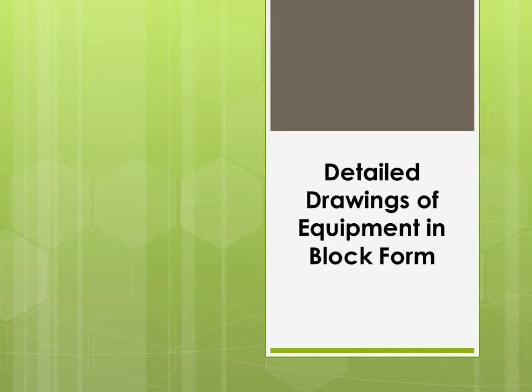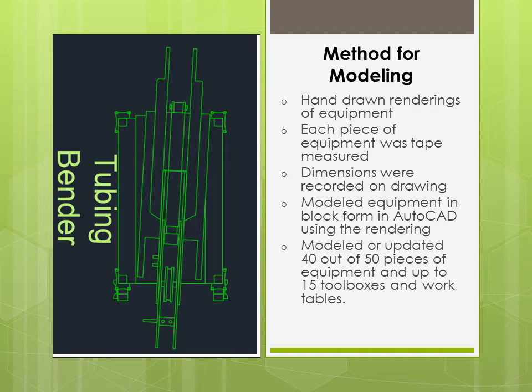As I mentioned before, I was required to have detailed drawings of all equipment in block form. The process in which I used to accomplish this was meticulous. I drew each piece of equipment in my notebook using a top view format, then measured every feature of every piece of equipment and recorded the measurements on my hand drawing. And finally, I modeled the equipment into AutoCAD based on my rendering. In all, I used this method and modeled or updated 40 out of 50 pieces of equipment, and the same for 15 toolboxes and work tables.